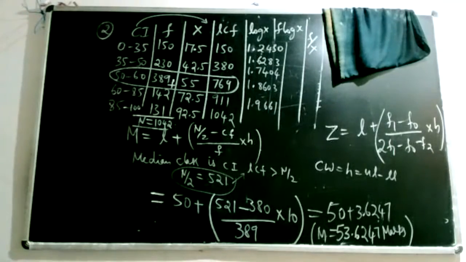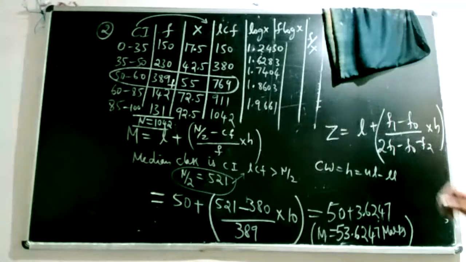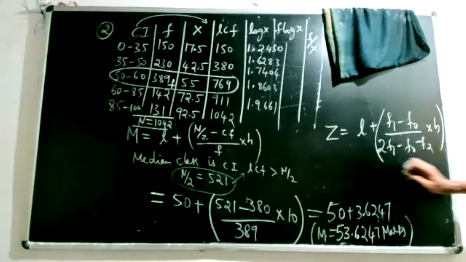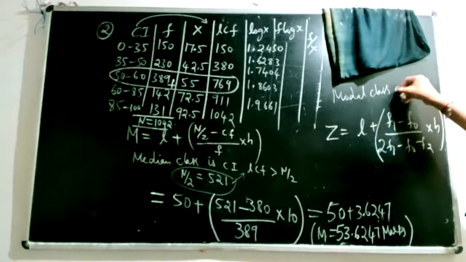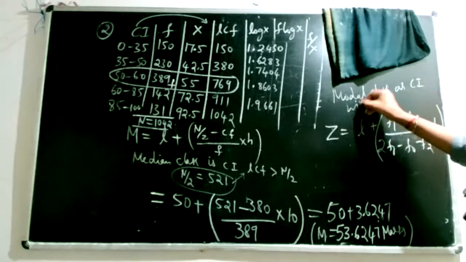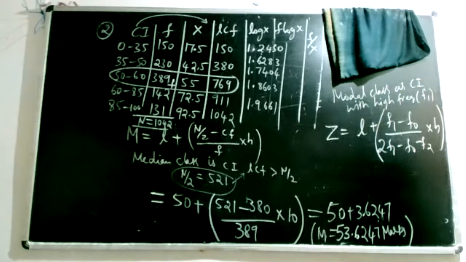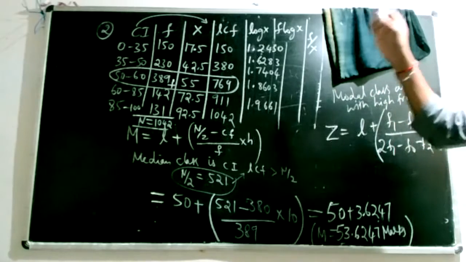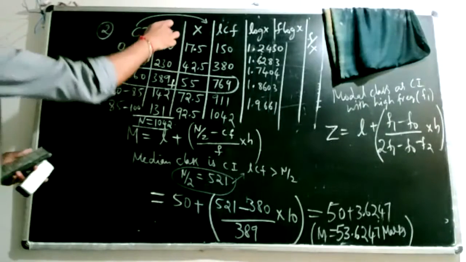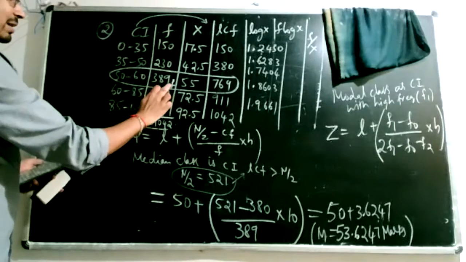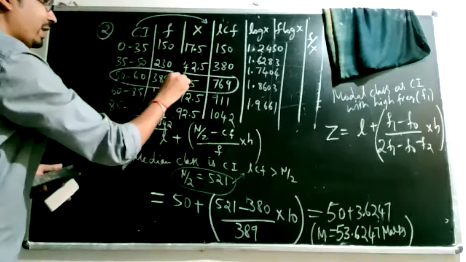Now coming to the computation of mode, mode is given by the formula L plus F1 minus F0 divided by 2F1 minus F0 minus F2, where we define modal class as the class interval with highest frequency. And here I am using the notation F1 to indicate the highest frequency. For the sake of it, you have to just look into the column of F to identify the highest frequency. So we have values 150, 330, 389. So the highest value is 389. Now that is indicated by F1.